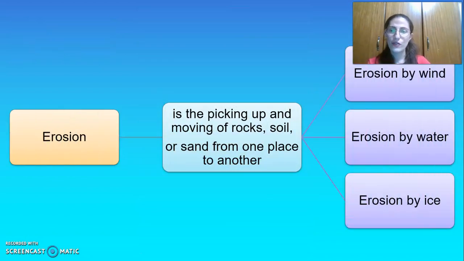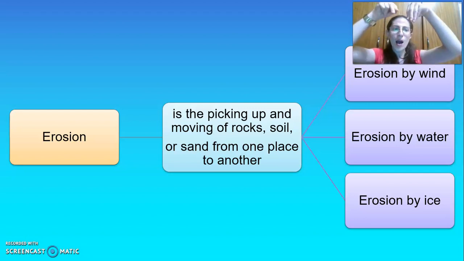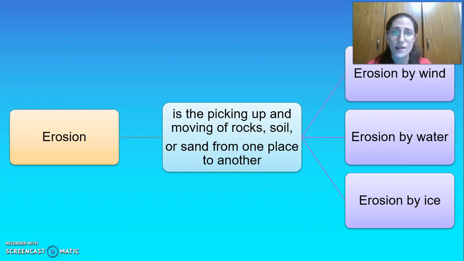So, let's move on. What is erosion? Quick review: erosion is the picking up and moving of rocks, soil, or sand from one place to another. What causes erosion? Either erosion by wind, erosion by water, or erosion by ice.